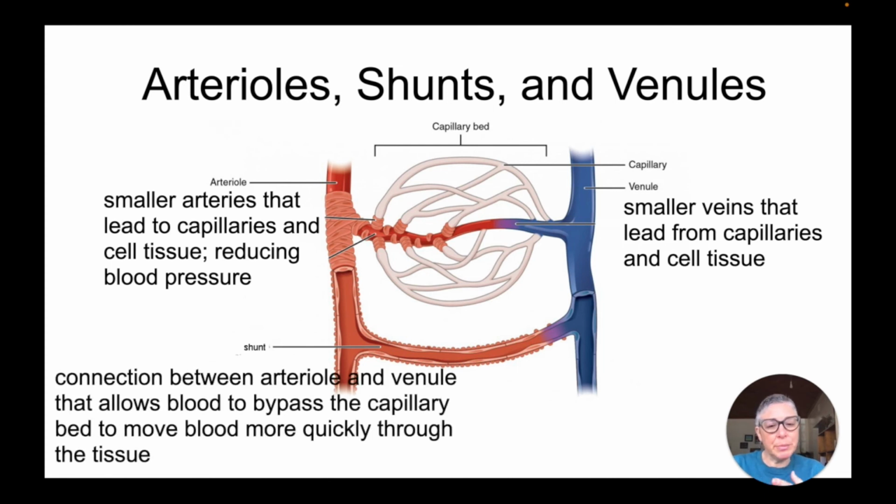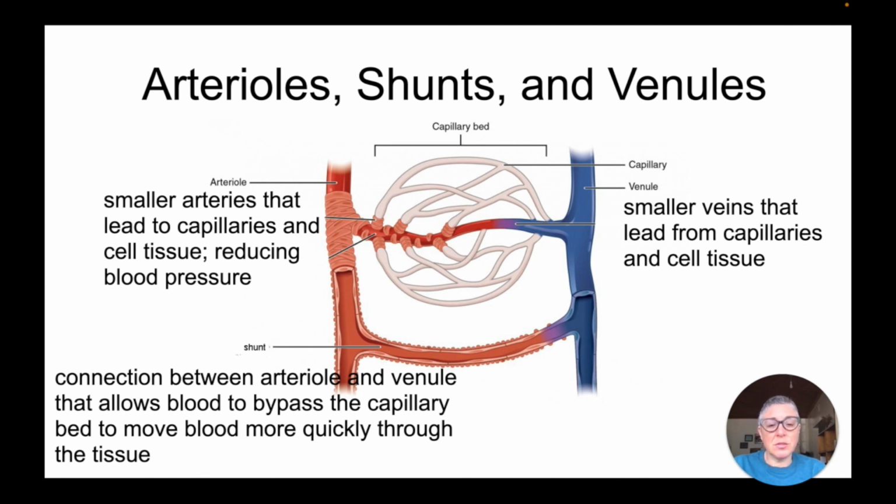Now, shunts are a little bit different. A shunt is basically a connection tube between an arteriole and a venule. It's going to allow blood to bypass the capillary bed to move quickly through the tissue, and we will see where shunts come into play as we move through the syllabus a little bit later on in our studies.